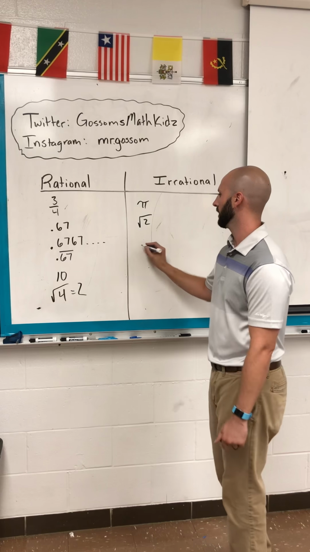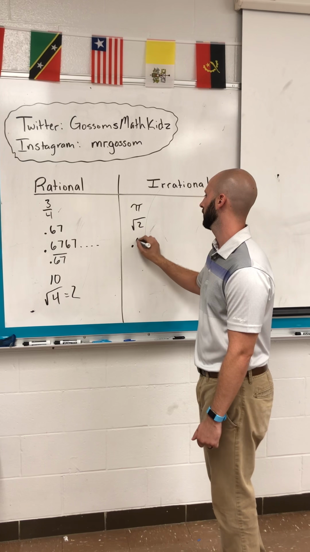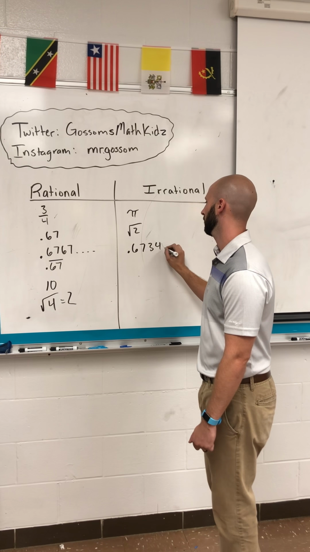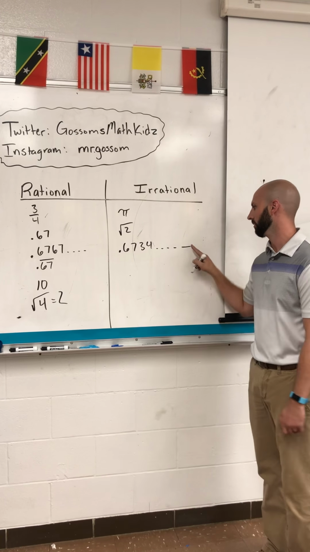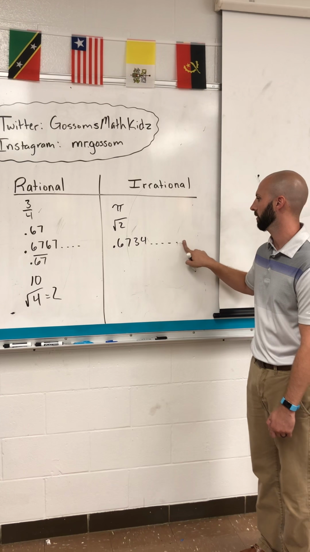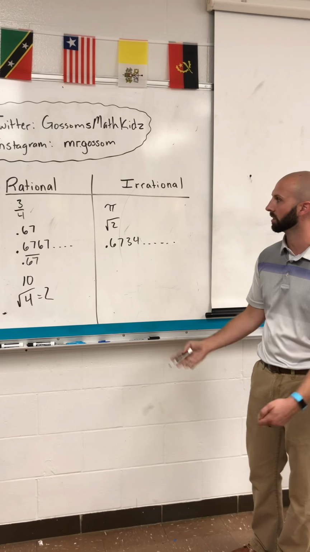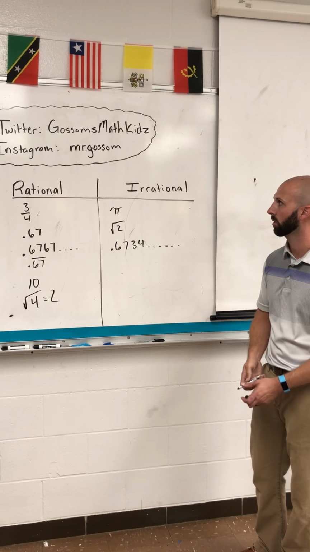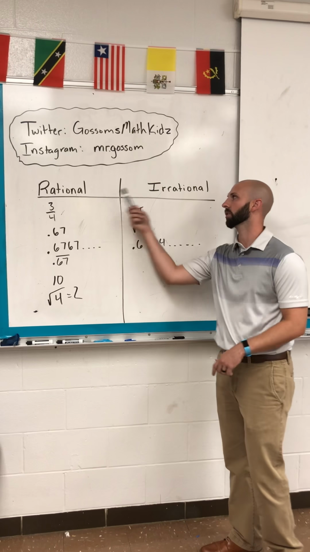Another example is a decimal that does not repeat and goes on forever. So in that case, that is also irrational. So here's some examples of rational, irrational.